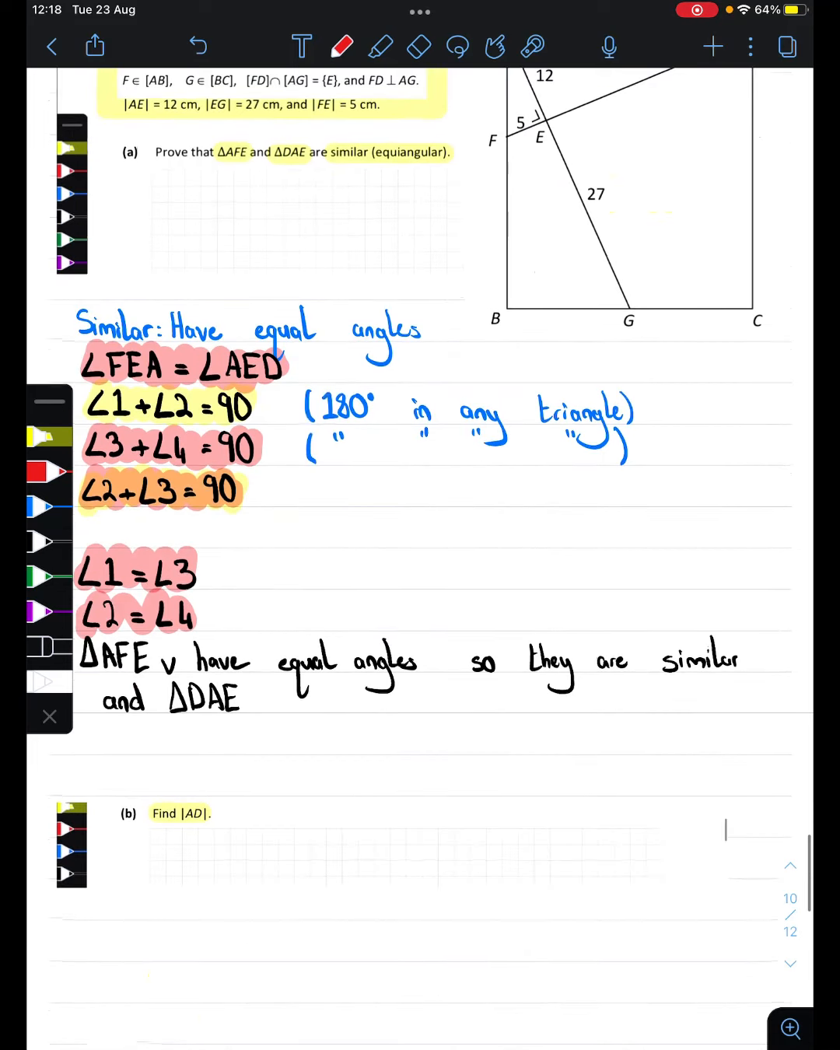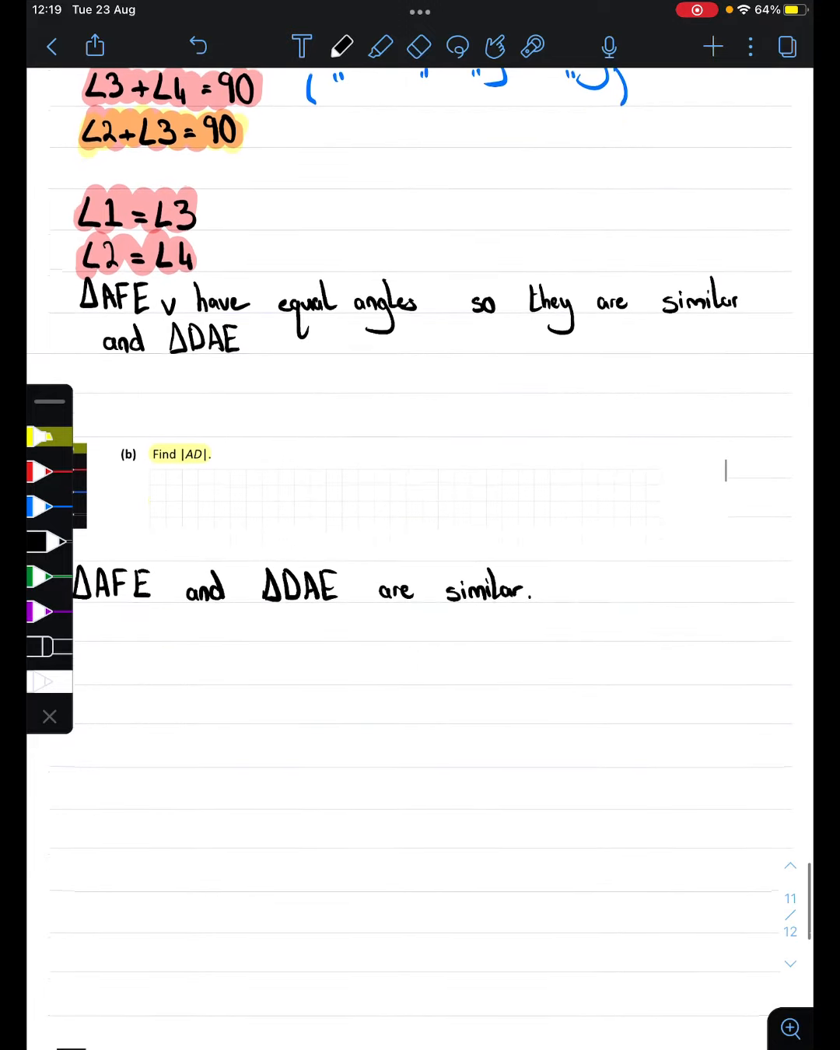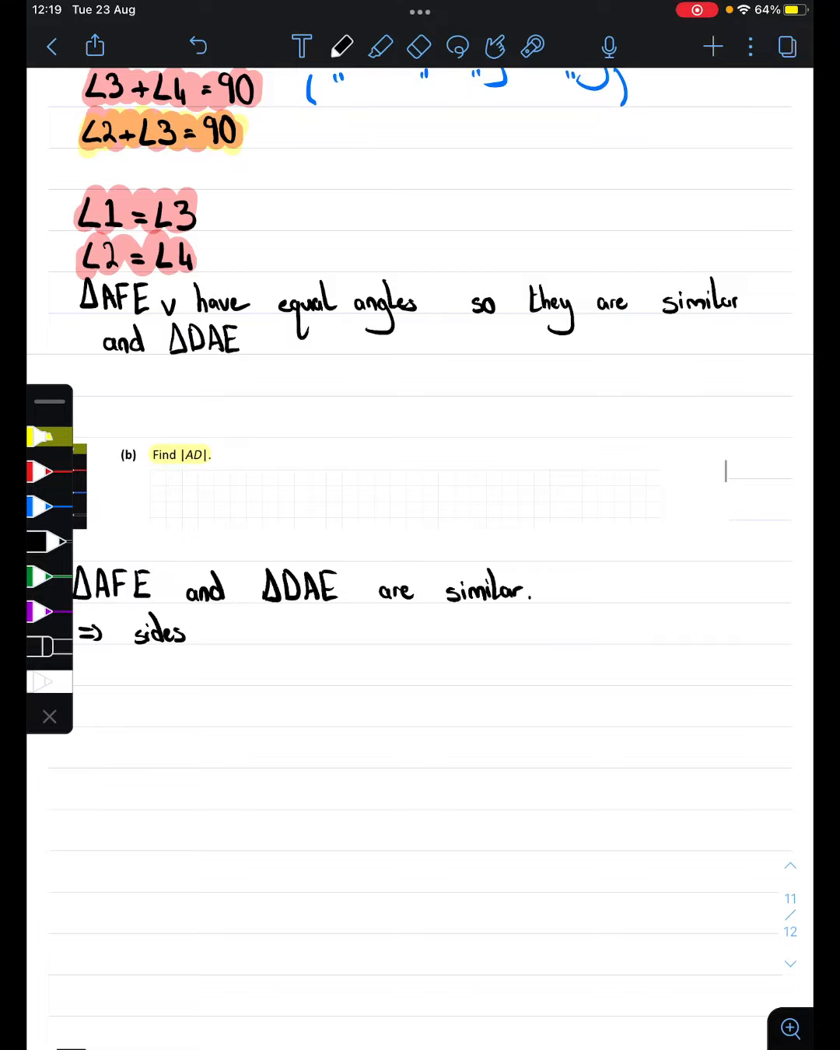And so, well, what information do we have? We know that the triangles AFE and DAE are similar. So that means they have equal angles, but it also means that their sides are in proportion. That's the interesting characteristic of similar triangles. So their sides are in proportion.